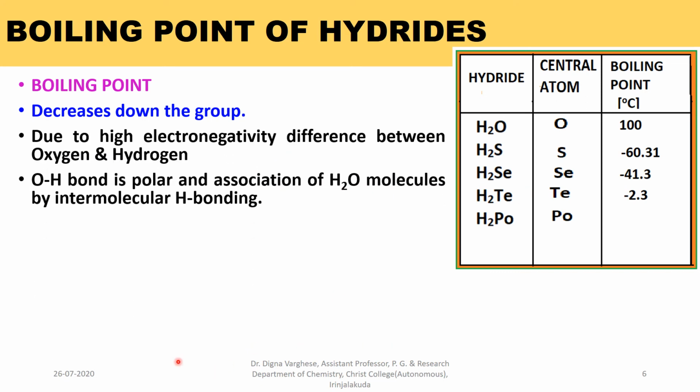Due to the high electronegativity difference between oxygen and hydrogen, we know the electronegativity of oxygen is about 3.5 and for hydrogen it is 2.1. Therefore there is a high electronegativity difference between hydrogen and oxygen. So the OH bond is polar, and water molecules associate in the liquid state by intermolecular hydrogen bonding.